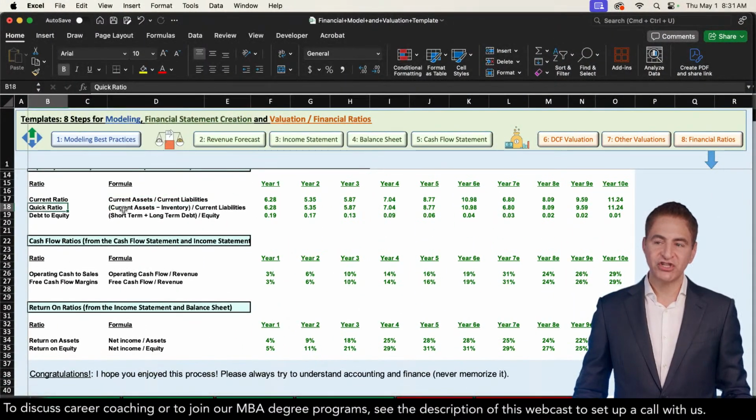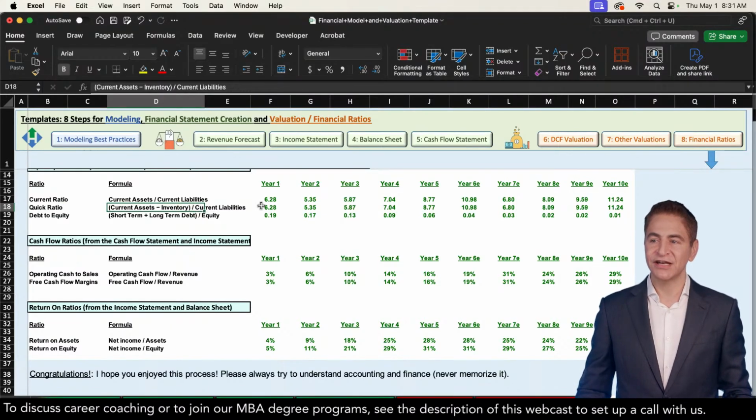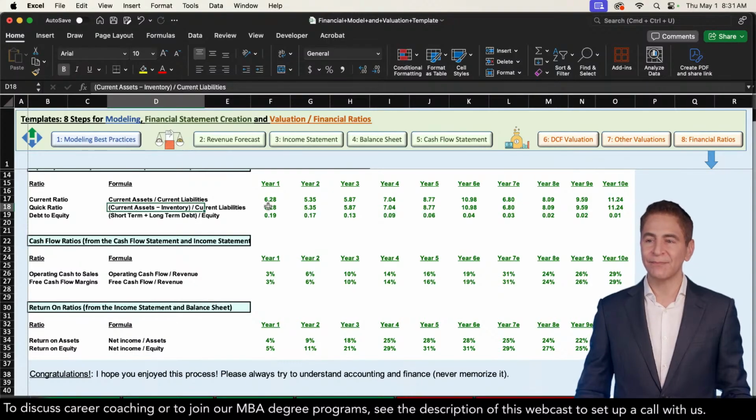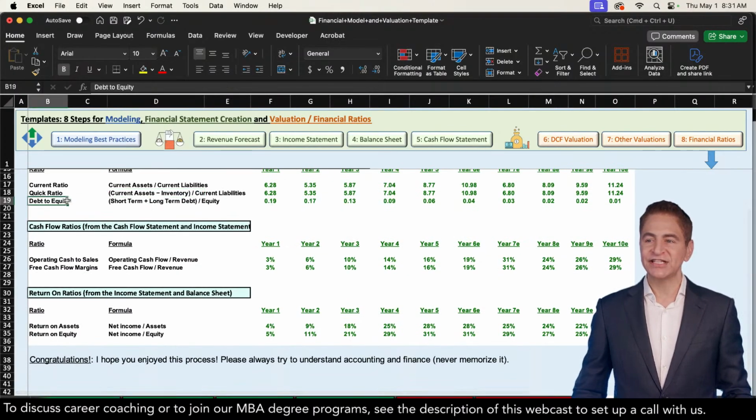So then you got the quick ratio here. That's current assets minus inventory divided by current liabilities. And again, you want that to be a high number going up over time. Then you look at debt to equity. You don't want too much debt, right? So you want this to be going down over time.